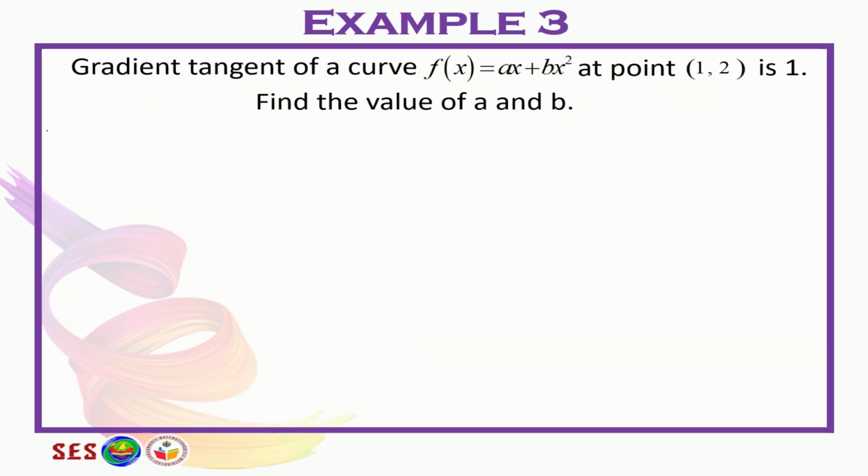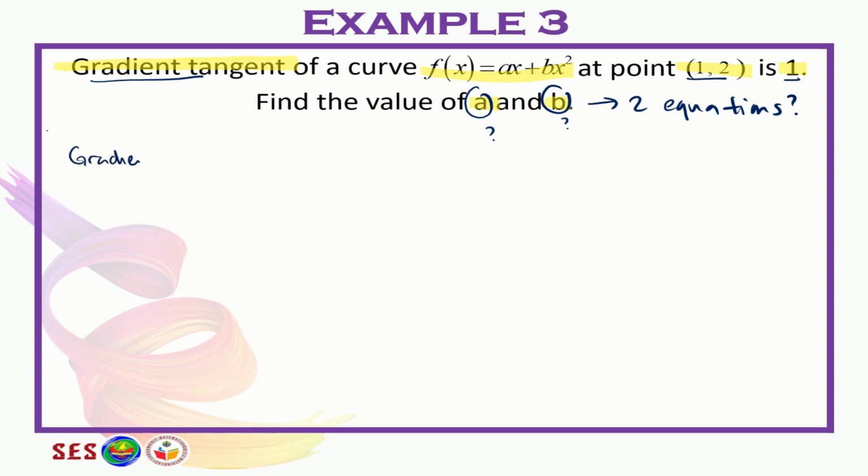Next example, example 3. The gradient of the tangent of a curve f(x) = ax + bx^2 at point (1, 2) is 1. Find the values of a and b. So the question asks you to find the value of a and the value of b. So it means that you have to find two equations and then you will solve simultaneously. So the first information is you know that the gradient of the tangent at point (1, 2) is 1. So the gradient at point (1, 2) is equal to 1.